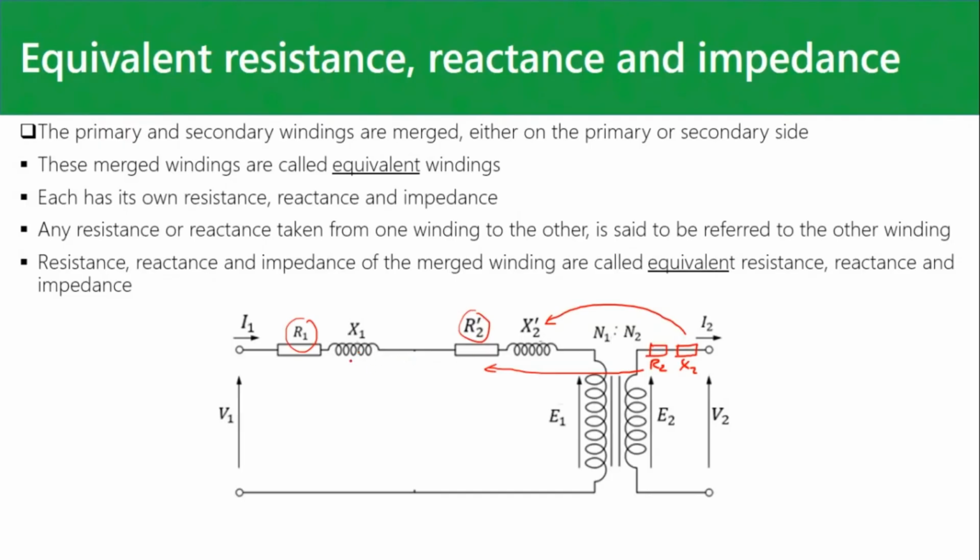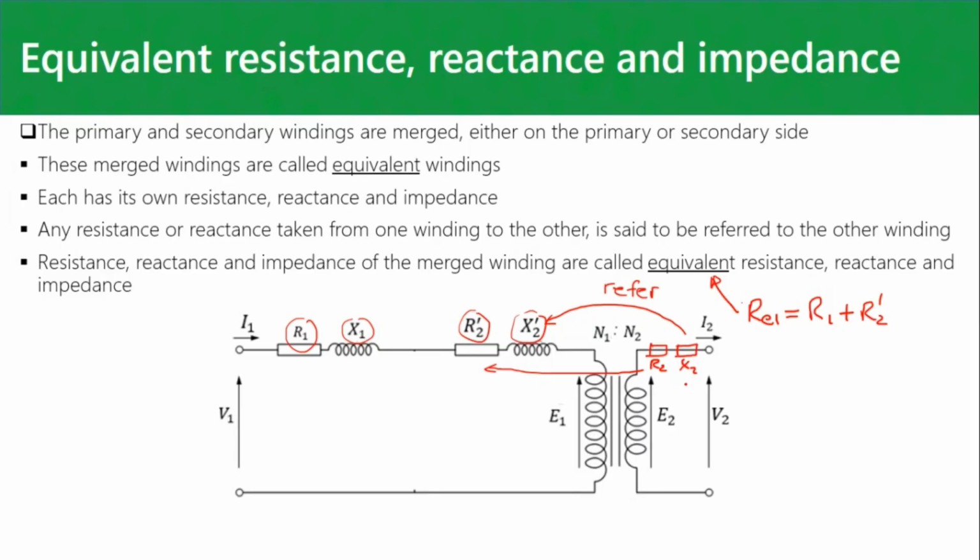Then we're going to add X1 and X2 prime, because they're also in series. So we'll do that, and then we are left with what is called the equivalent. We're going to call that, let's say, referred to the primary, so it'll be R equivalent referred to the primary, equal to R1 plus R2 prime. And basically, to refer these across the transformer, we have to modify.